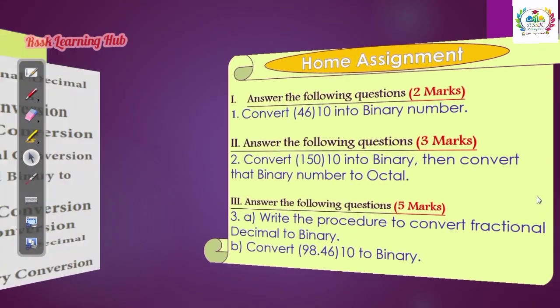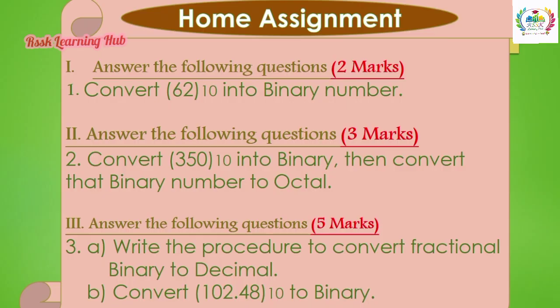Now we will see your home assignment. Take down. Question 1: Convert 62 to the base 10 into a binary number. What you have to do is divide 62 by 2, then note the remainder. Like that you have to make your conversion to calculate the binary number. It carries 2 marks.